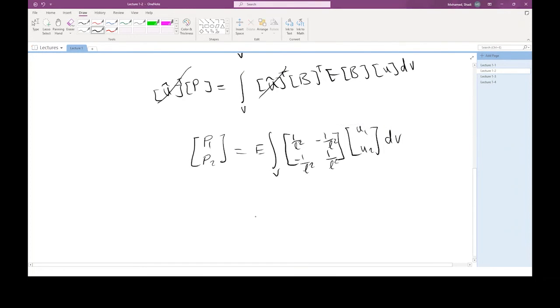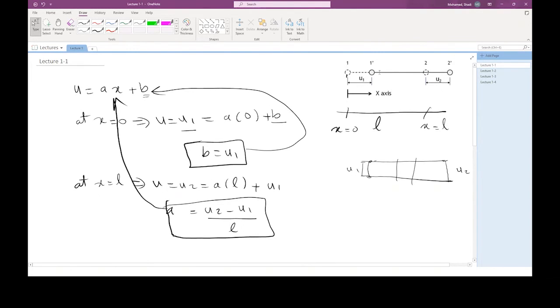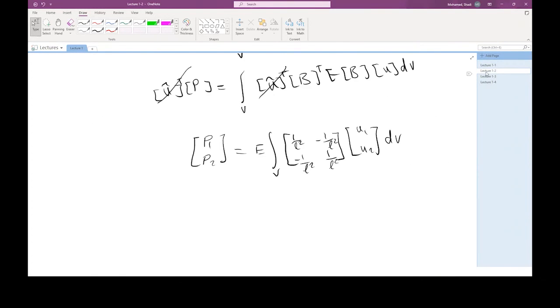And then I'm talking about the integration over the volume. Now, if you remember, when I mentioned the bar, I mentioned that the bar has a constant cross-section. So the cross-section is not changing and is constant throughout the length. So the integration over the volume can be replaced with an integration over the length if you take out the area. The integration over the volume is calculating a volume, and the cross-section multiplied with the length is going to give you the volume. So I can remove this one in here.